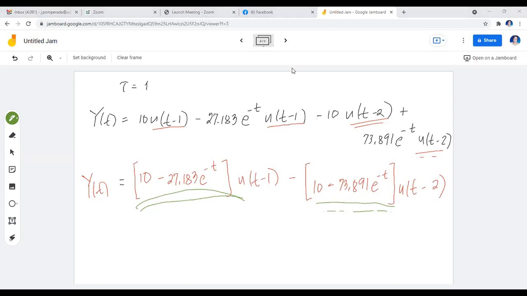So if you do subtraction class, you notice that this 10 magnitude and this 10 magnitude will cancel each other, leaving us with negative 27.183 e raised to negative t minus minus, so that would be plus 73.891 e raised to negative t. So if you're going to subtract 27.183 to 73, what should be the answer?